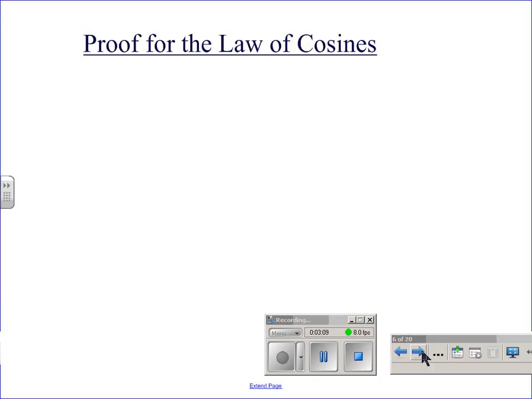Now, as for the proof of the law of cosines, we're going to do this in class, but if you want to get a head start, you can look in your textbook, on page 621. Again, we will go through the proof for the law of cosines in class before you begin your work. And now we're just going to start looking at some examples.